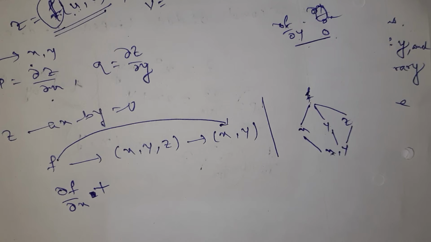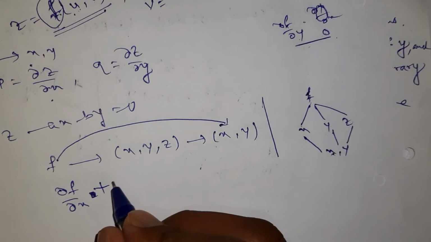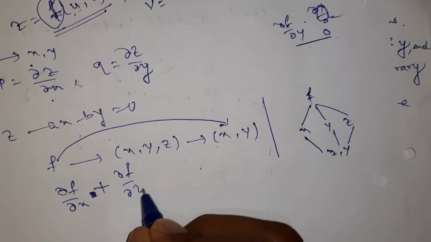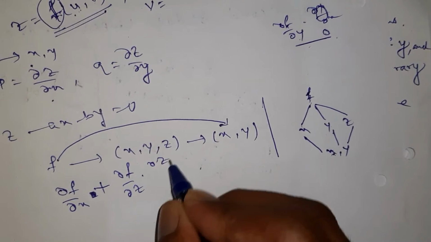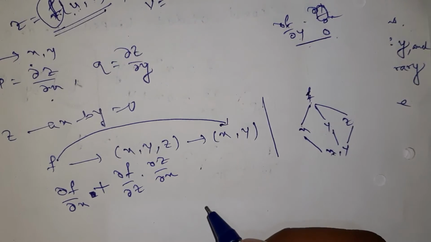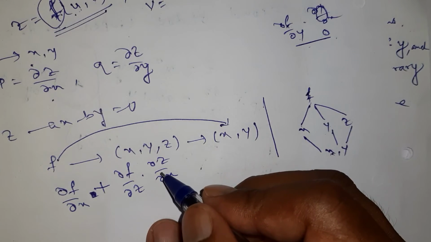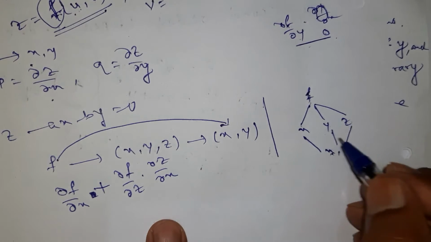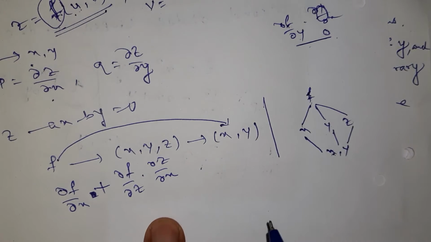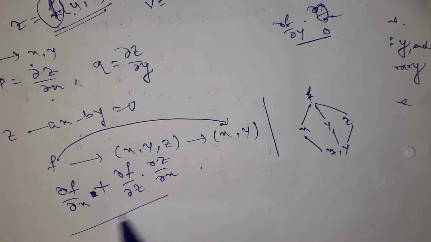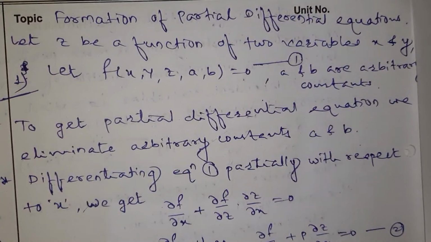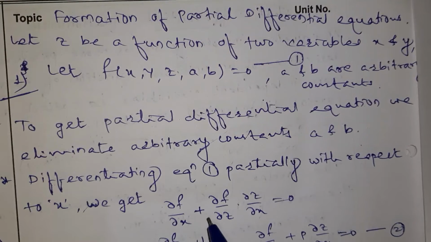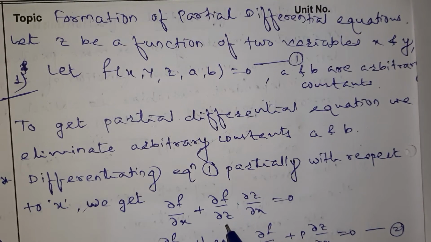Okay. Next, dou f by dou z into dou z by dou x. You may say, sir, this is also constant. No, our z is a function of x and y, so the derivative exists. So the derivative of f with respect to x is dou f by dou x plus dou f by dou z into dou z by dou x.